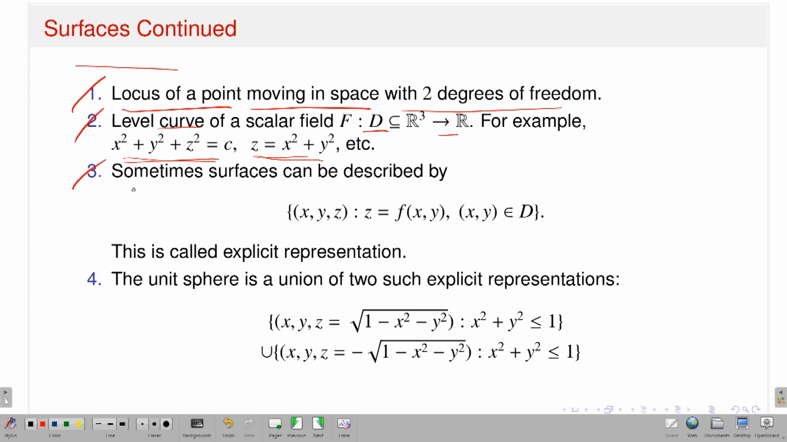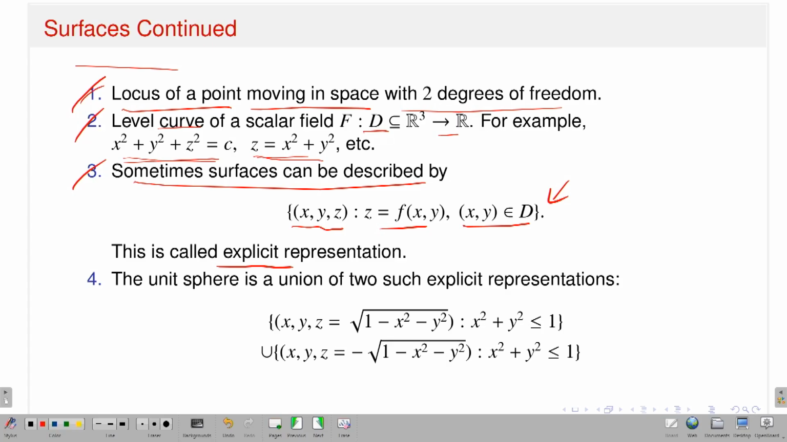What about number 3? Sometimes surfaces can be described as the collection of all those x, y, z where x, y run over D subset of R2 and z you can write as a function of x and y. In my last slide I said that z is equal to g of x, y, where g is nice. If I have this kind of representation, it is called the explicit representation. Explicit representation means it is a collection of all those x, y, z where x, y run over some nice region in R2, and z is a function of x comma y, that is, z is equal to f of x, y. If a surface is represented in this way, it is called the explicit representation.